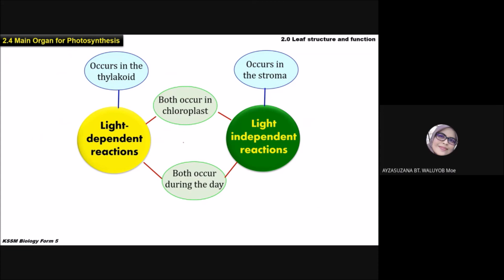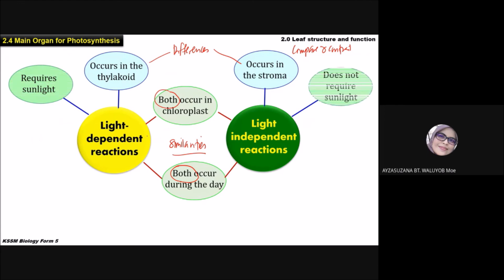Light dependent reaction, the differences. Ingat, compare and contrast must have similarities. So, this is the similarities. Remember, I told you similarities must have the word both. So, this is the differences. If you see the words compare and contrast, that means mesti ada similarities and differences. Light dependent reaction requires sunlight. Light independent does not require sunlight.